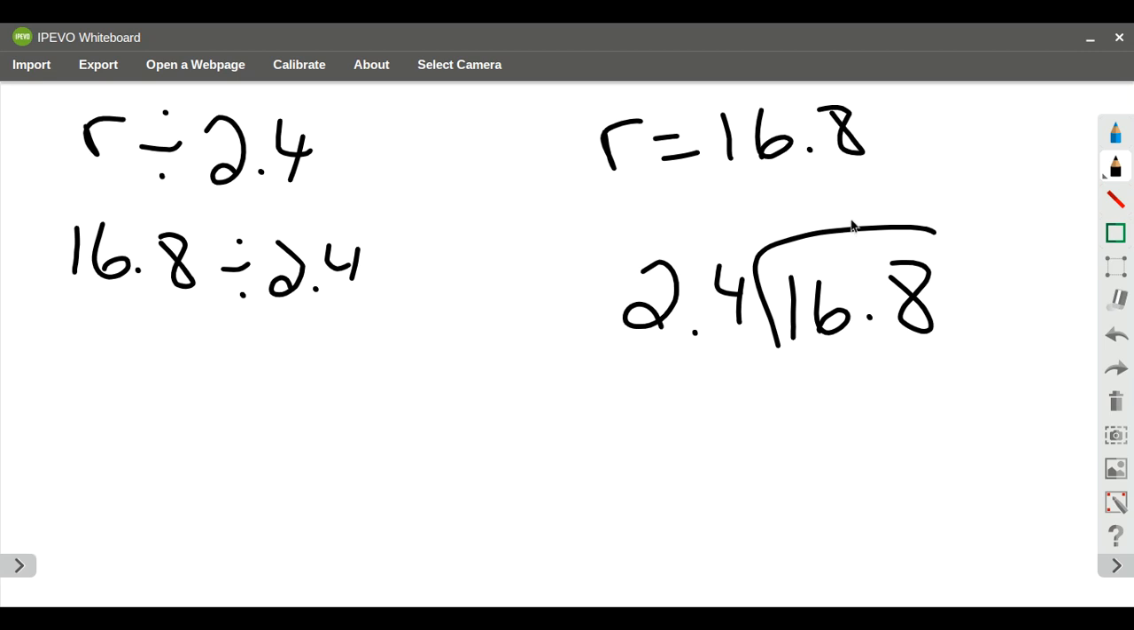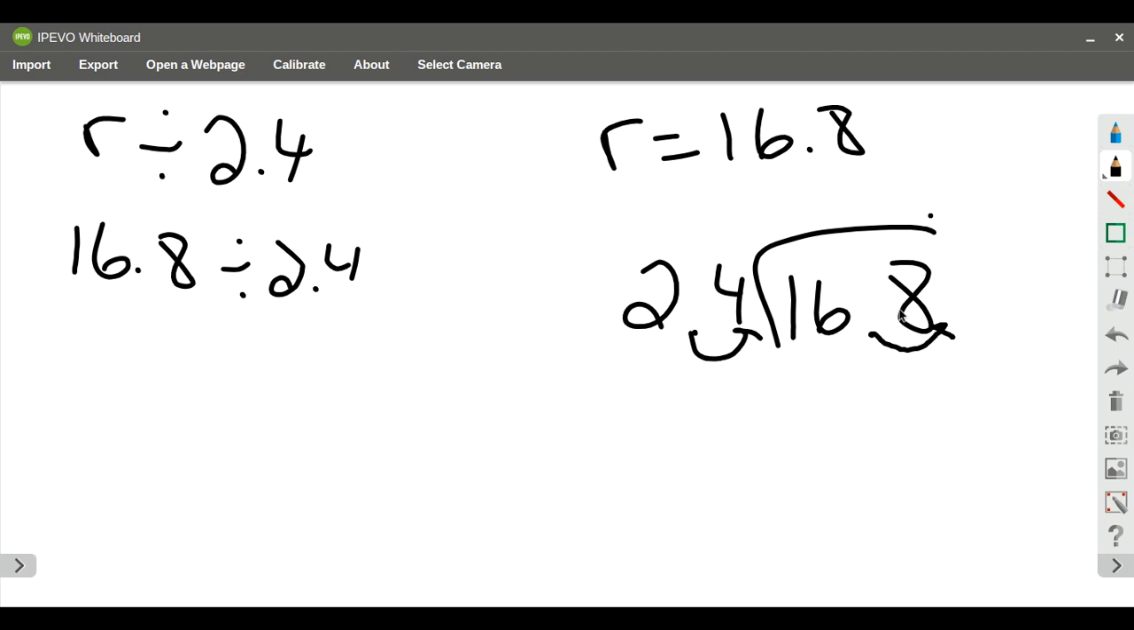So first thing I do is I just brought the decimal straight up. I made a math error right there. I don't bring the decimal straight up because I erased the wrong one, because I have a decimal in my divisor. So in my divisor, I need to bring my decimal over. So I'm going to bring it over and then I'm going to bring it up. So now I'm looking at how many times 24 is going to go into 168.